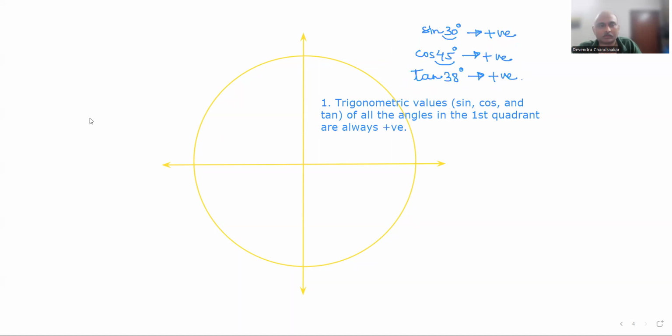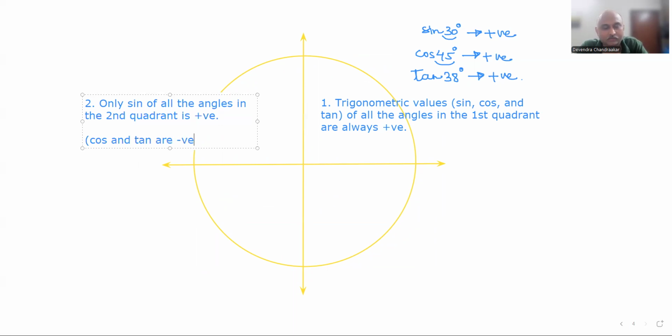Yes, sir. So that is what I meant by this first rule. Now comes the second rule for the second quadrant. Sine of all the angles in the second quadrant is positive. Right? Only sine of all the angles in the second quadrant is positive. In this quadrant, cos and tan are negative for all the angles in the second quadrant.